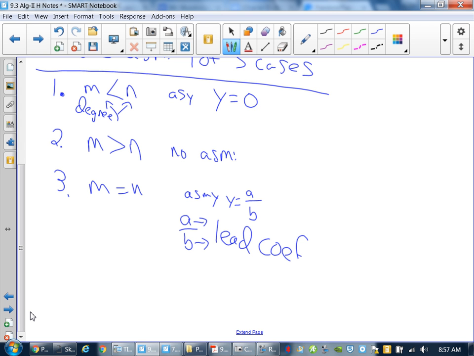There isn't one, because this degree is bigger than that. Okay? So that's the kind of thing you're going to do. You go through the process and check those things out. My vertical asymptotes would be at plus minus root 6.